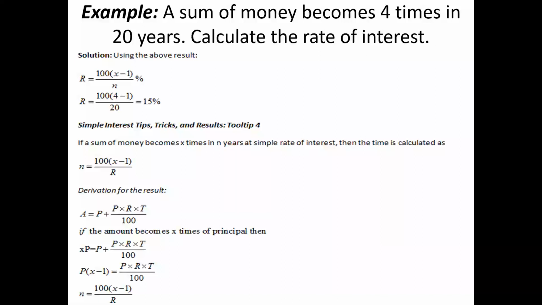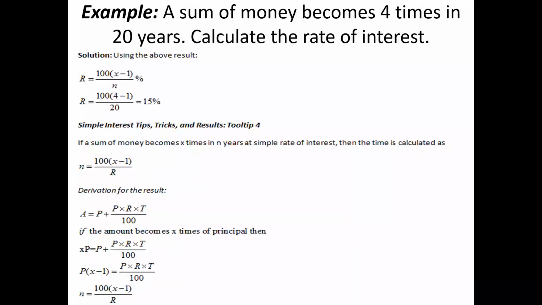So it will become 100 of (4 minus 1) by 20, where n equal to what? Already we have learned that n is the number of times, that is, the number of years. Here it is given as 20 years, so for that we have written 20. So if we calculate 100 of (4 minus 1) by 20, then we will get 15. Since it is the rate of interest, it will be 15%.